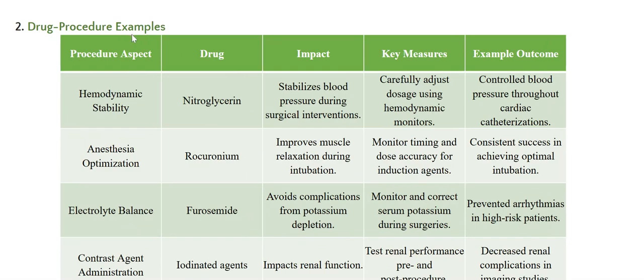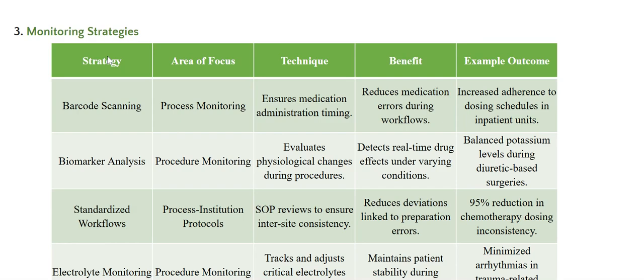Table on drug procedure examples: procedure aspect, drug impact, key measures, example outcomes. Procedure aspects: we have hemodynamic stability, anesthesia optimization, electrolyte balance, contrast agent administration, bleeding control. Table on monitoring strategies: strategy, area of focus, technique, benefit, example outcomes. Strategies: we have barcode scanning, biomarker analysis, standardized workflows, electrolyte monitoring, real-time compliance alerts.